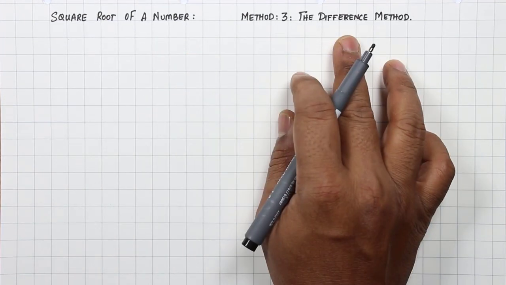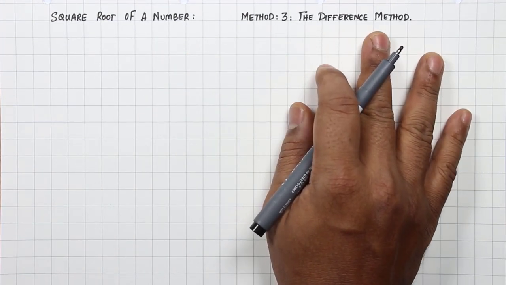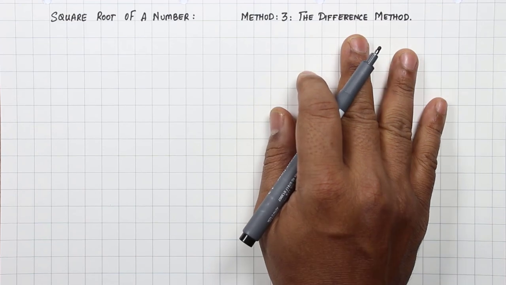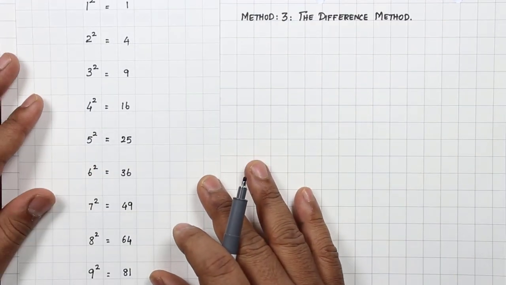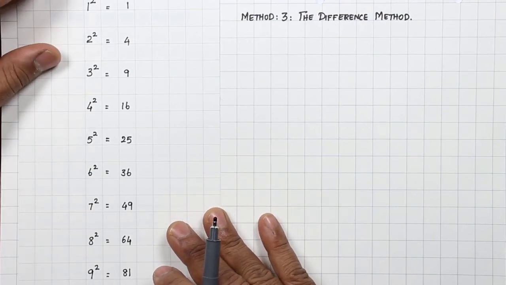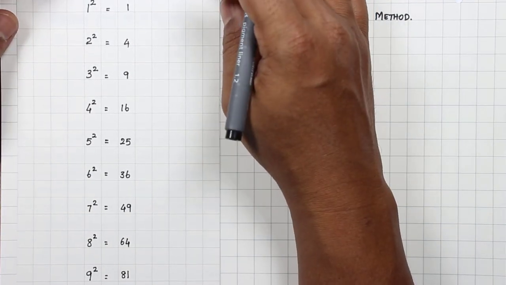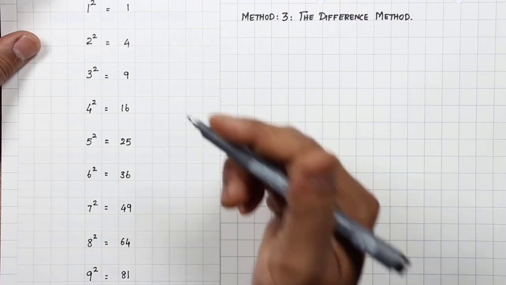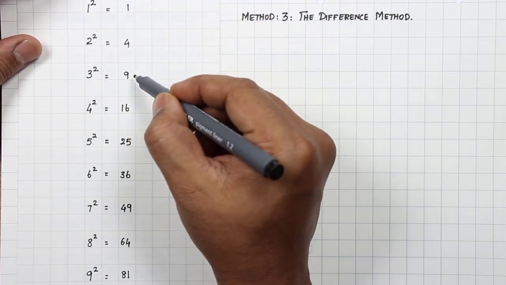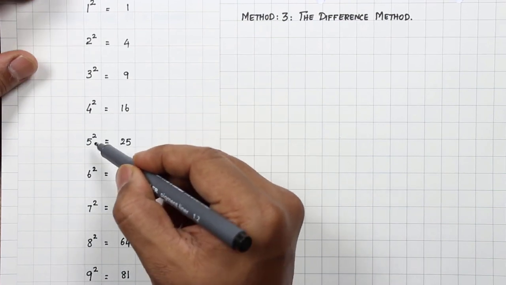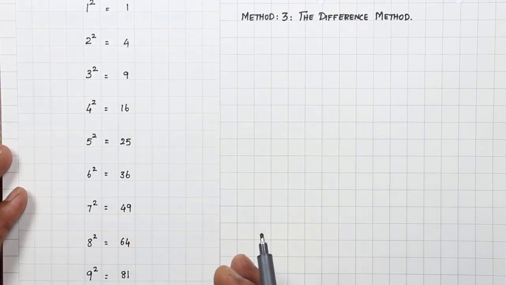Now the third method here is called the difference method. I normally don't suggest this method, but it's always good to know that there is one more method to find the square root of a given number. Now we can just look at the squares of these natural numbers. So 1 squared is 1, 2 squared is 4, 3 squared is 9, 4 squared is 16, 5 squared is 25. So it goes on like this.